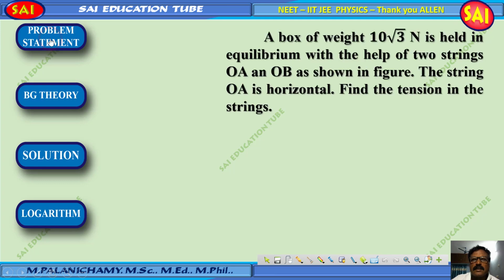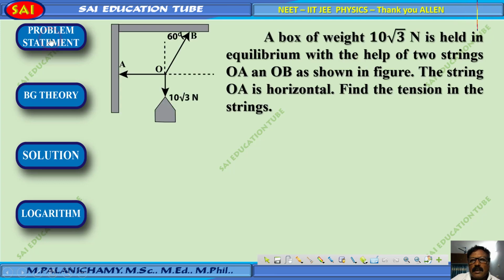A box of weight 10 root 3 Newton is held in equilibrium with the help of two strings, that is string OA and OB, as shown in the figure. The string OA is horizontal. Find the tension in the strings.